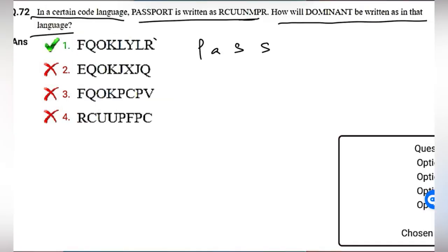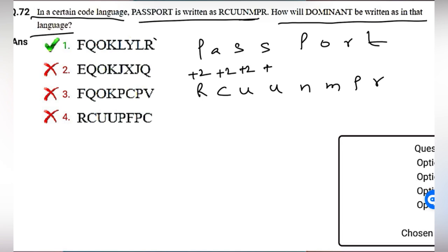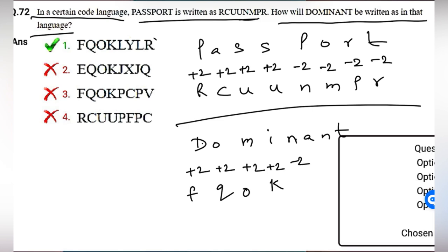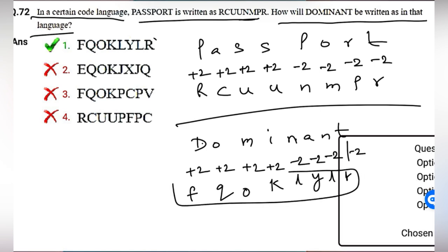Here passport is written as RCUUNMPR. Here P plus 2 is R, A plus 2 is C, and S plus 2 is U, and P minus 2 is N, O minus 2 is M, R minus 2 is P, and T minus 2 is R. Similarly, dominant can be written as D plus 2, which is F, and O plus 2 is Q, and M plus 2 is O, and I plus 2 is K, and N minus 2 is L, A minus 2 is Y, N minus 2 is L, and T minus 2 is R. So the answer is FQOKLYLR.